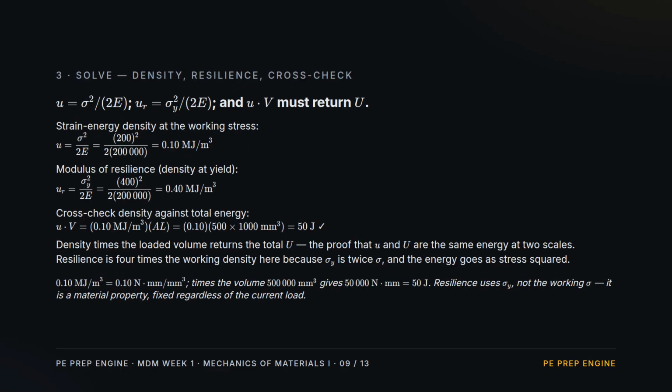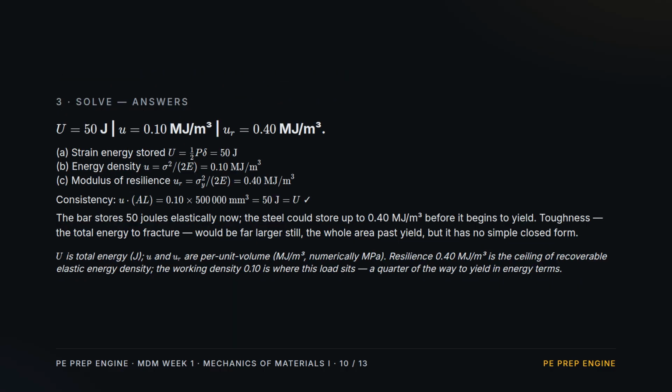Solve. Part 2. Strain energy density at the working stress is sigma squared over 2E. The modulus of resilience is the same formula evaluated at yield instead, a material property, independent of the current load. And the cross-check that keeps density and total energy straight: multiply the density by the loaded volume, and it returns the total strain energy exactly. Notice resilience comes out 4 times the working density, because yield is twice the working stress, and energy scales as stress squared.